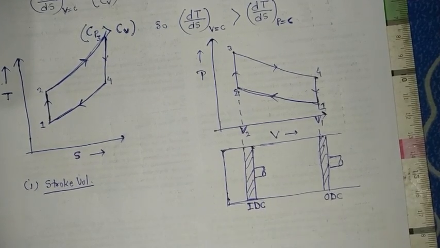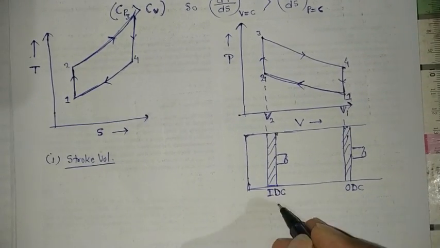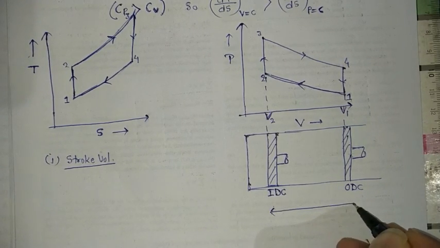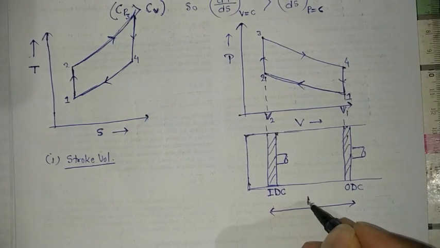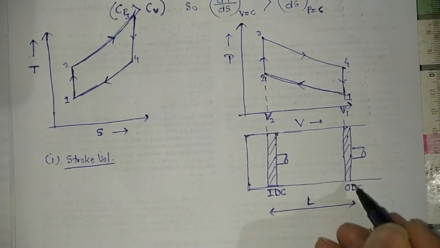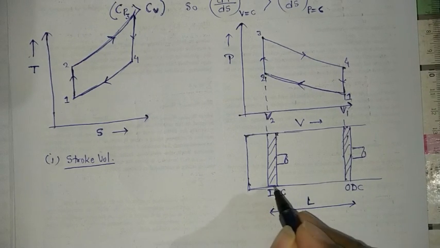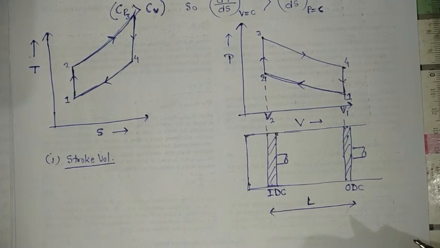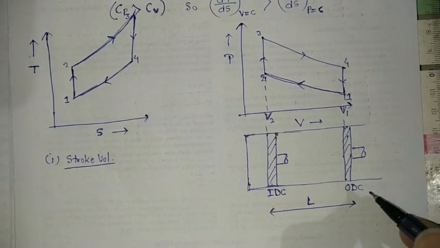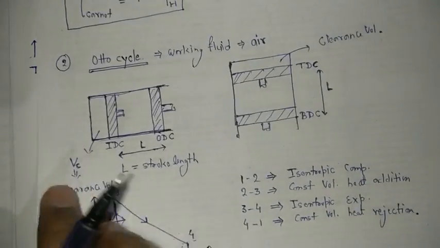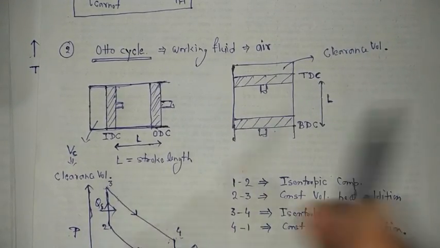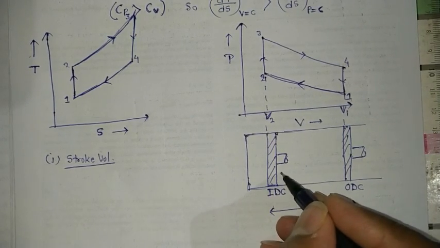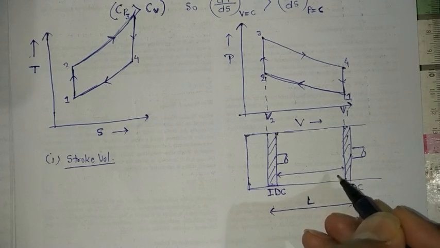I have already discussed in the previous lecture that the distance traveled by the piston from outer dead center to inner dead center is called stroke length, and the volume covered by the piston from outer dead center to inner dead center in case of a horizontal cylinder, and from bottom dead center to top dead center in case of a vertical cylinder, is called stroke volume. Okay, so this volume is the stroke volume.